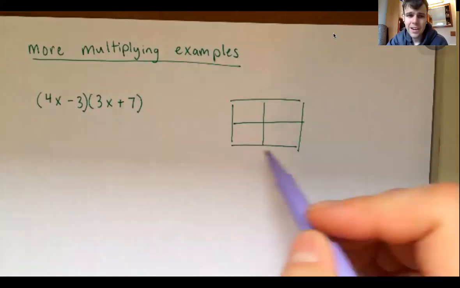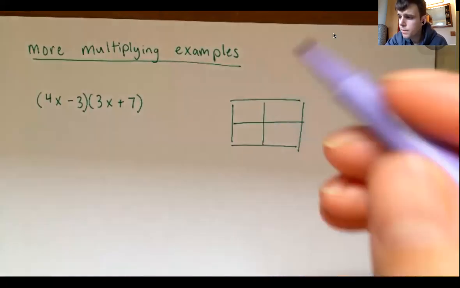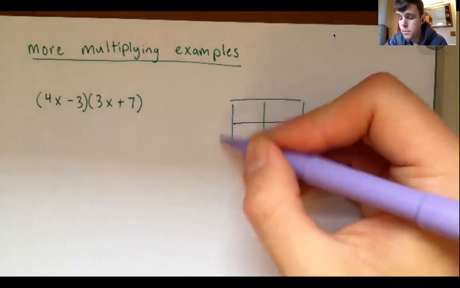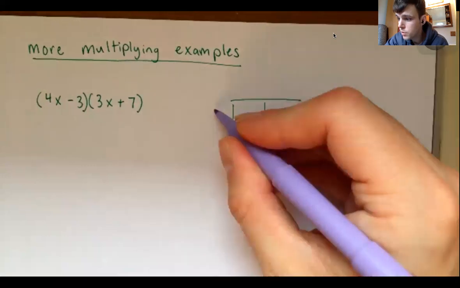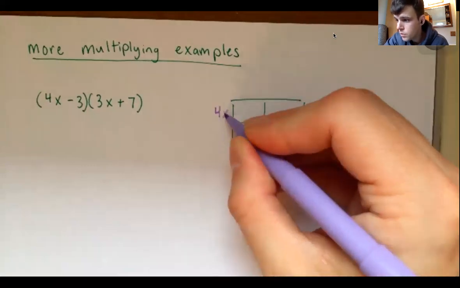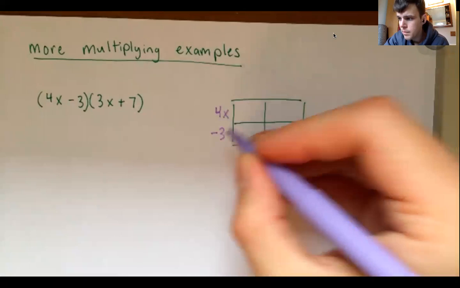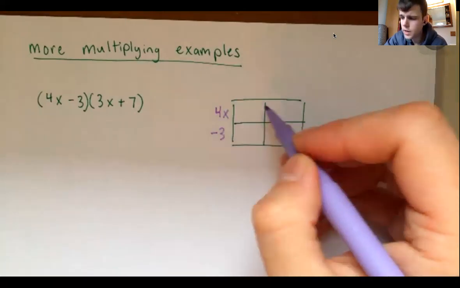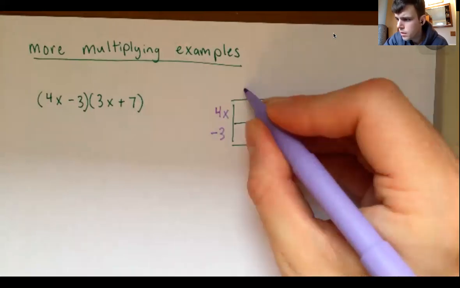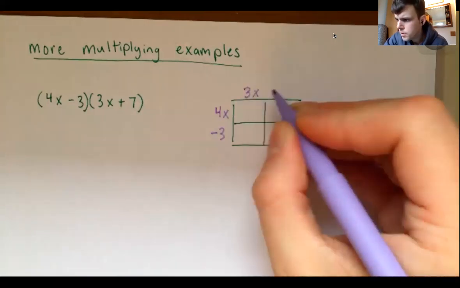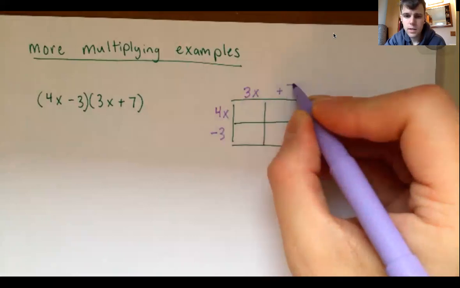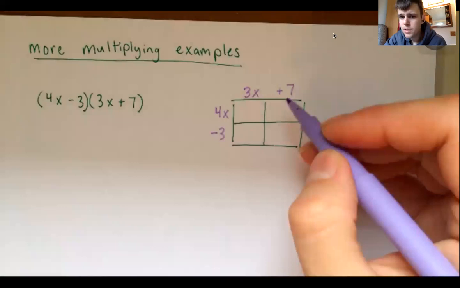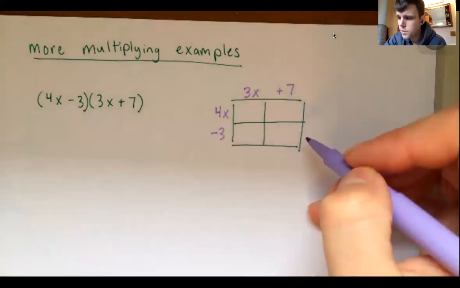So I'm going to start with the area model. I need to put one of these binomials on the side and one of them on the top. I'm going to go ahead and do it this way. 4x minus 3, I could put this one on the side or on the top. The order here doesn't really matter. And then the other binomial, 3x plus 7, on the top. So I'm going to be multiplying these things together. The box is really just a way for me to organize that multiplication.